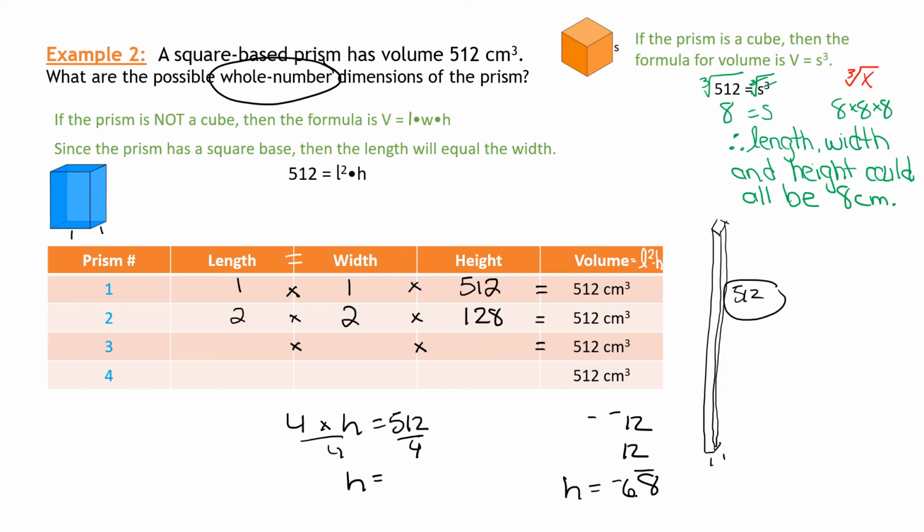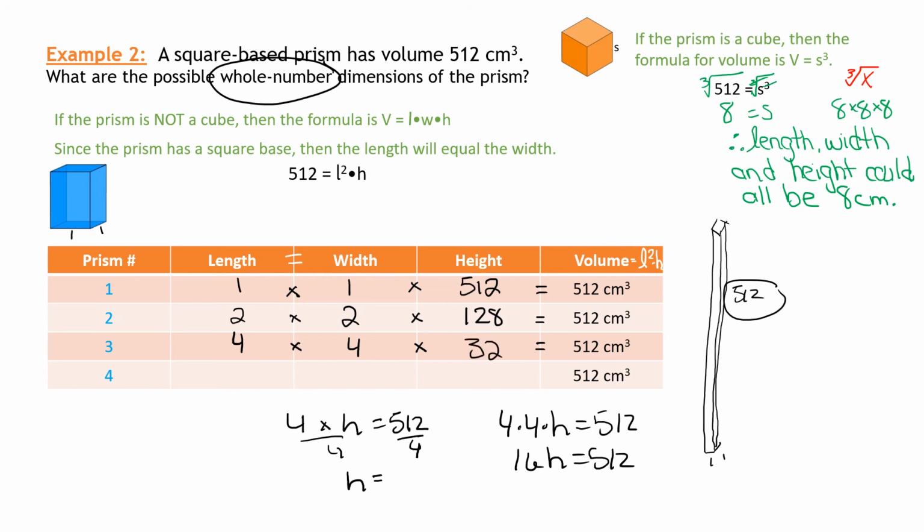3 was no good. So let's try 4 and see what happens. 4 by 4. That means 4 times 4 times the height has to equal 512. 16h equals 512. Divide both sides by 16. Is that one going to work? You betcha. That gives us a 32.